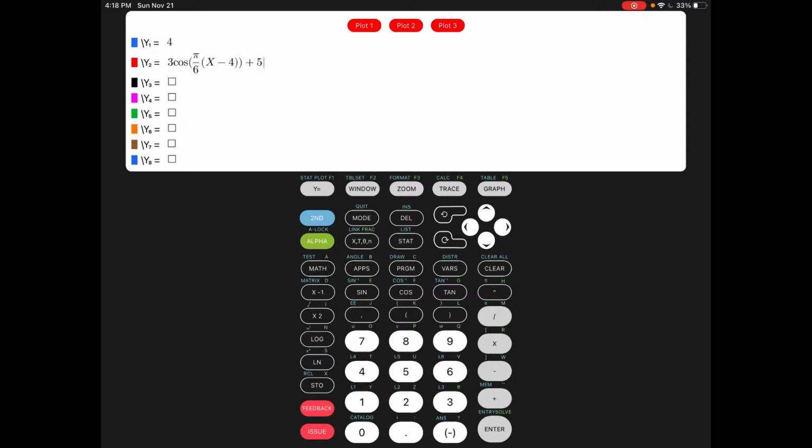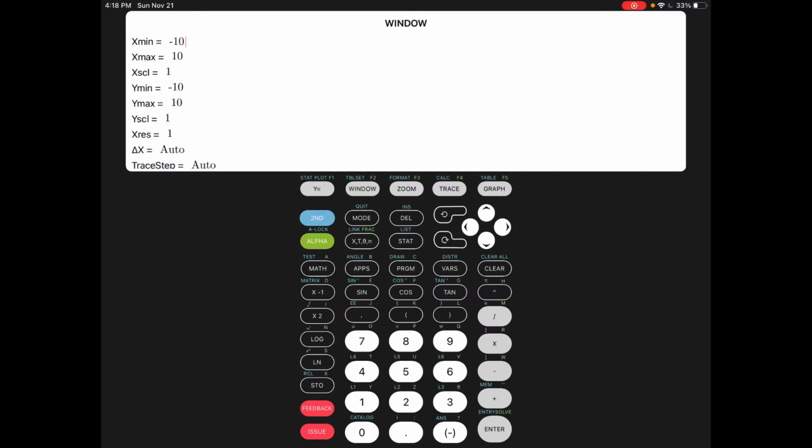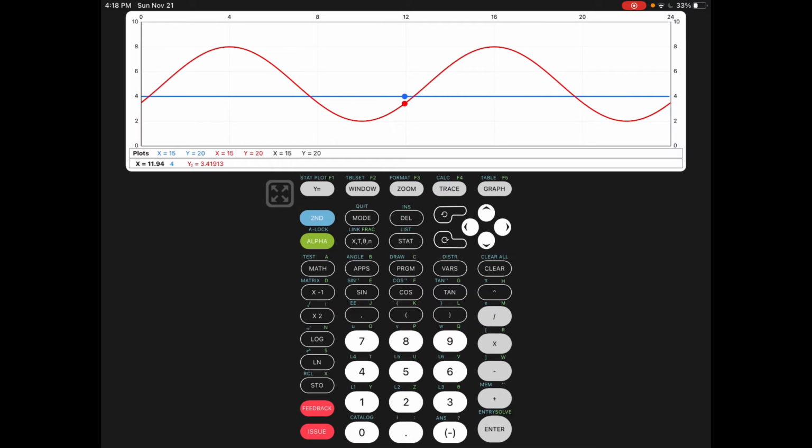Now I also have to think about my window settings. I don't need to see negative time, so I can just put in 0. I do need to see past 10 a.m., so maybe I want to see a full day. I want to see to 24 hours. I don't need to see negative y values, but I do need to see up to y values of at least 8 for the maximum height. So these seem like reasonable graph settings. And I graph, and there we go.